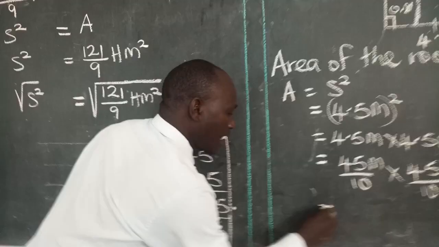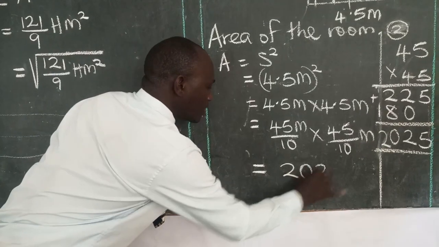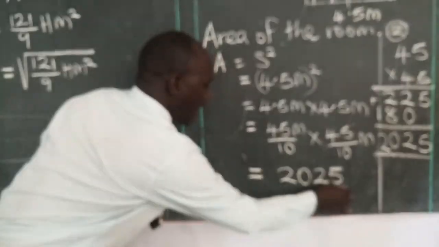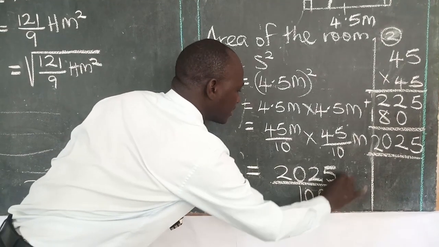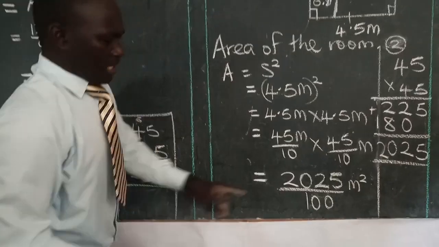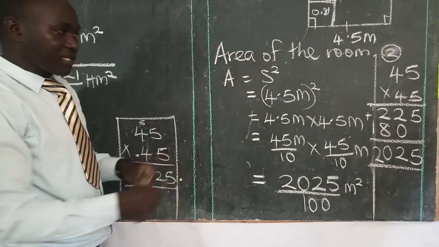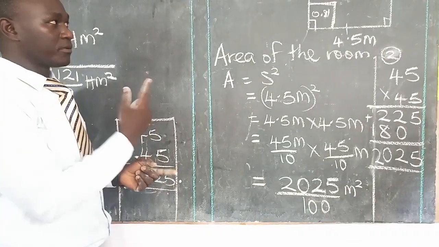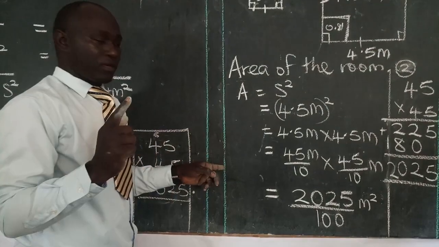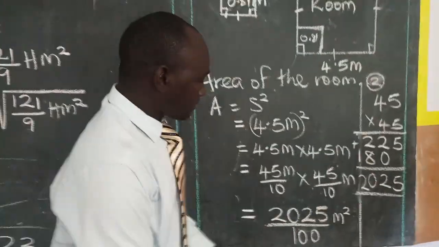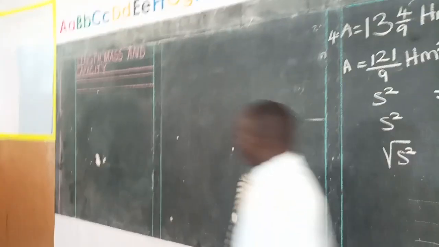So with this, I have 2025 out of 100, and this now will be in square meters. This is my area of the room. I have not converted it back to decimal because we are going to do something which we are going to see ahead. From this point, since this part is done, we need to go to the next level.